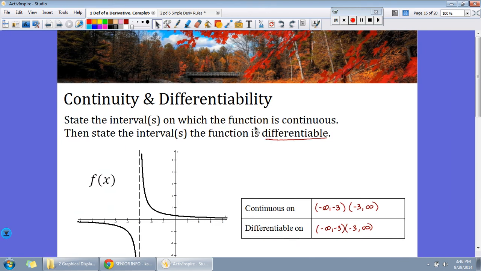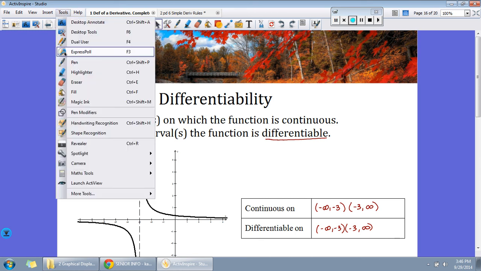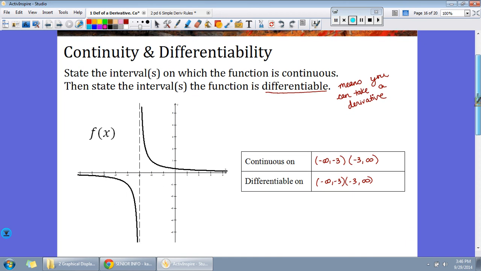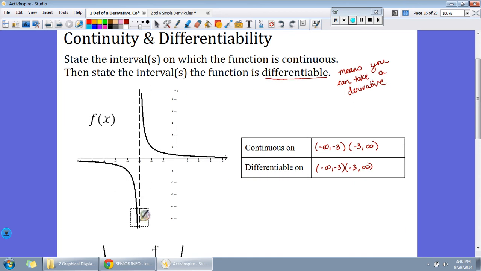So we're going to look at three functions and state where they're continuous and differentiable. And what I mean by differentiable means that you can take a derivative of it. So for f of x, we have a vertical asymptote at x equals -3, so the function's not continuous and not differentiable at -3.